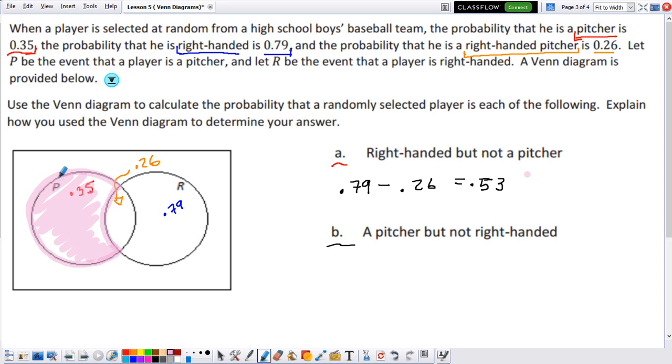We know that for pitcher, the whole circle is 0.35. So that would be 0.35 minus 0.26, which has a total of 0.09. So that means that the value for this region, the shaded region here, is just 0.09. And this is exactly the region that we were interested in, which is the whole circle minus the intersection, which is pitcher but not right-handed.